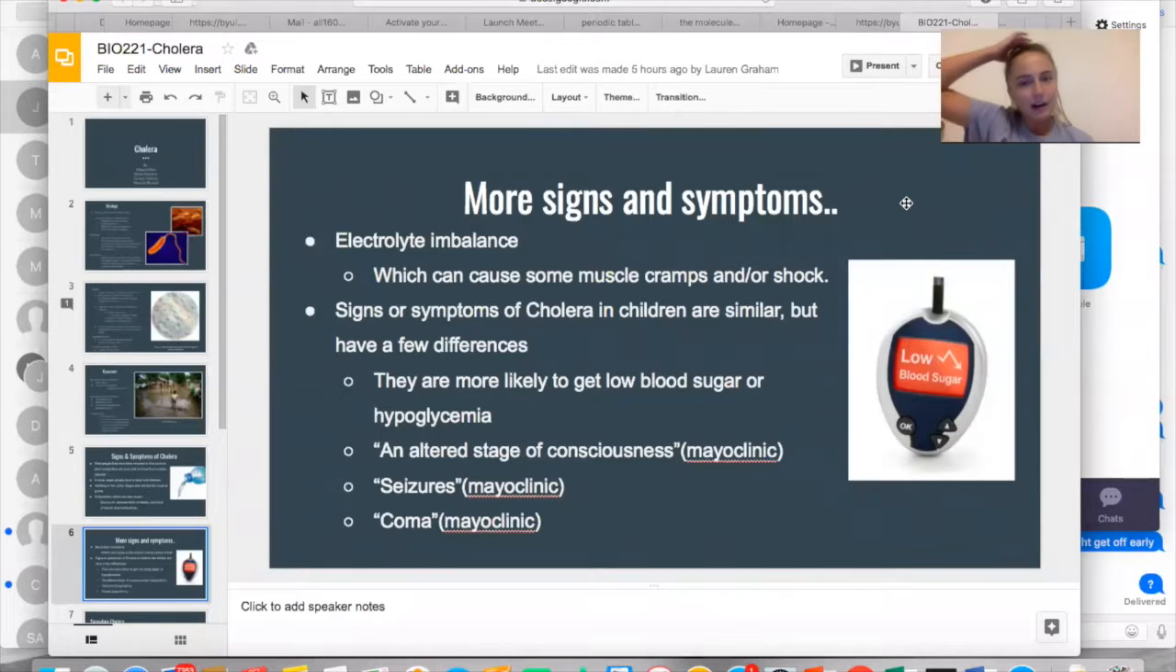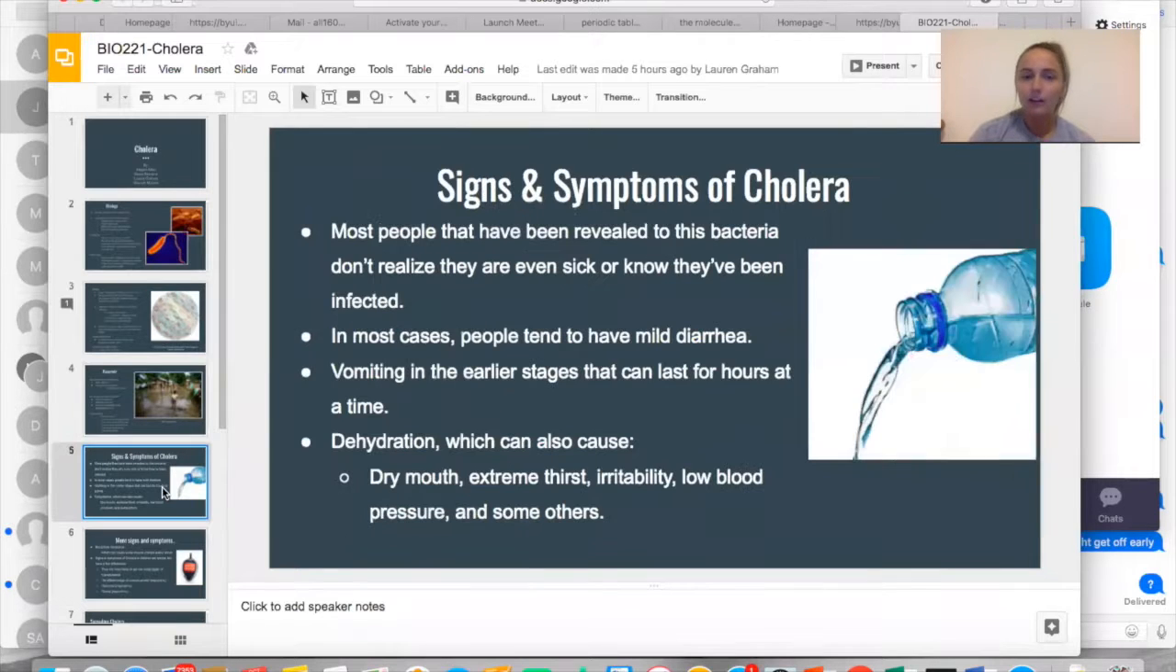Hi everyone, I am doing the signs and symptoms of cholera. Most people that have been exposed to this bacteria don't even realize that they're sick or know that they've been infected by it. And in most cases, people tend to have mild diarrhea and vomiting in the earlier stages that can last for hours at a time.